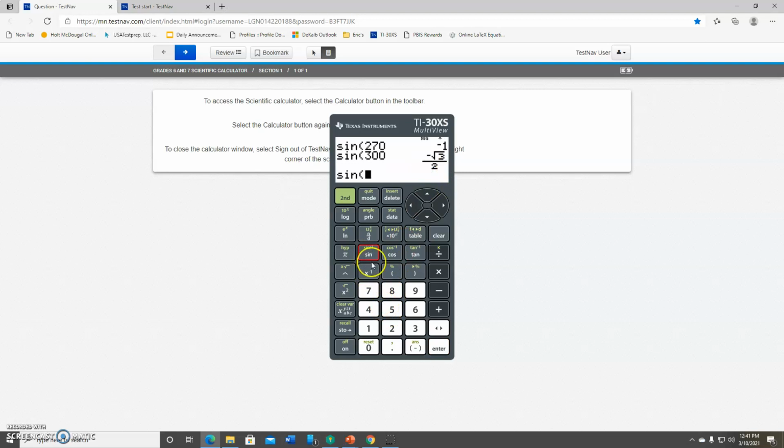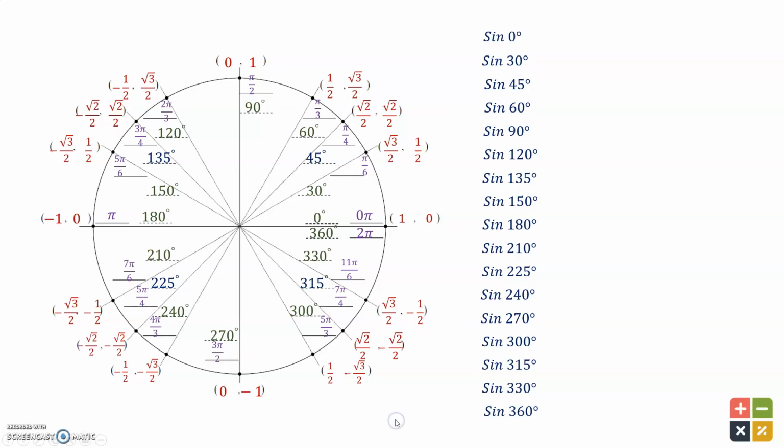Almost there. Sine 315. Again, radical 2/2. Sine 330. Negative 1/2. And sine of 360. 0. So we went through all of the angle amounts. So let's go ahead and see how that compares to our unit circle. So these were all the different values we got as we went to the calculator and found the sine of all of the different angles that are represented in the unit circle.